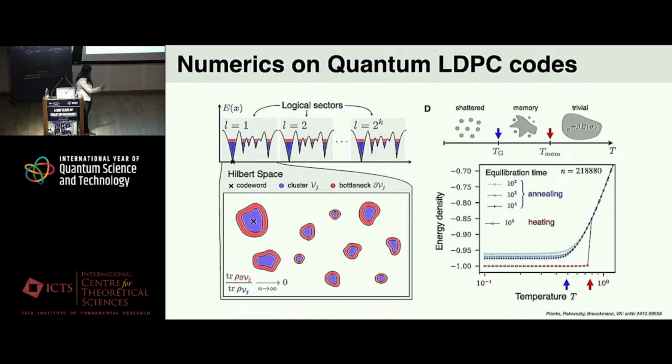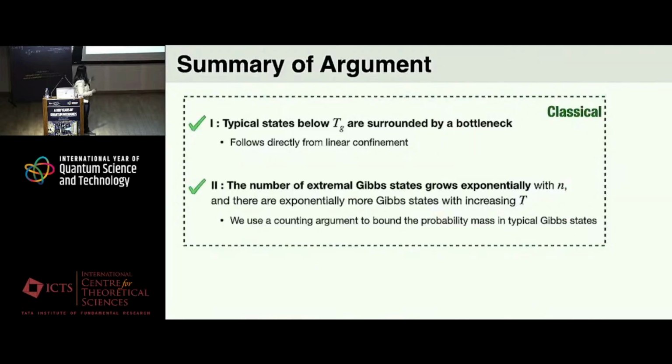You can do this for quantum models with a little bit more work. You can actually do numerics that shows you different dynamics for heating and cooling and hysteresis, and you know, you get what the landscape of Gibbs states looks like. You can understand that. Okay? And these are these classical features.